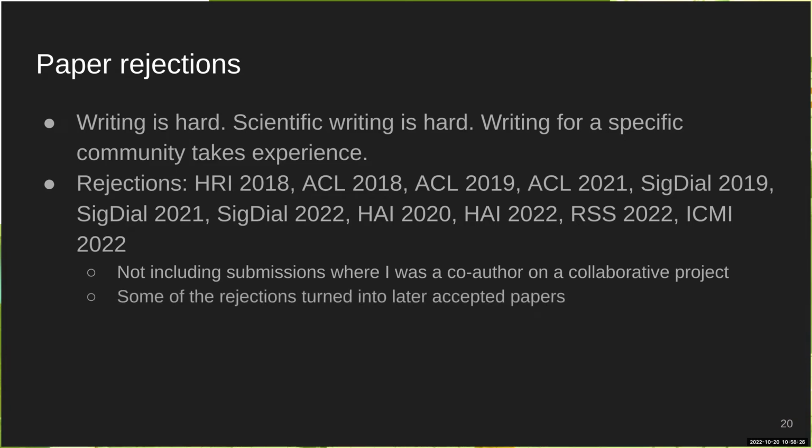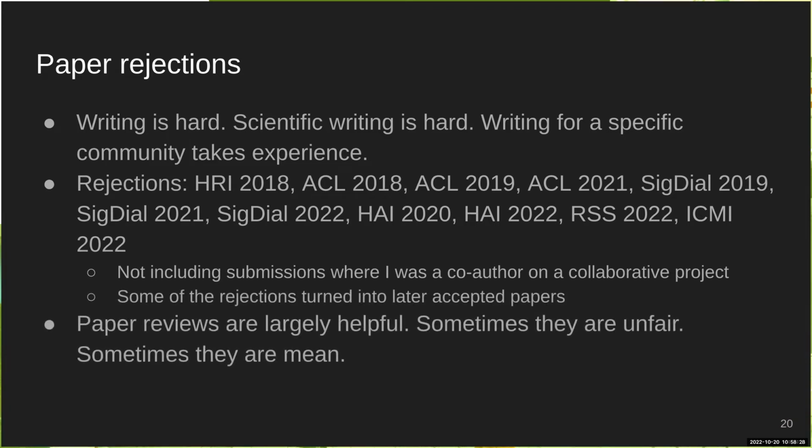Some of the rejections turned into later accepted papers. I'll talk about that later. Paper reviews are largely helpful. Sometimes they are unfair and sometimes they're downright mean. Some reviewers are jerks or they're in a bad mood that day. And if that does happen, you should report them to the program committee chairs.